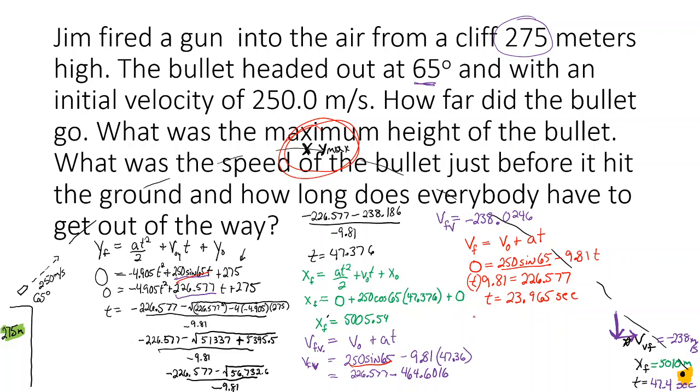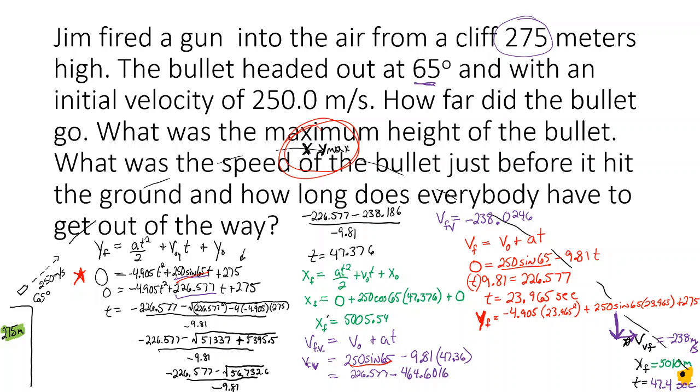Okay, so now we're going to plug that into the original equation we had right at the beginning of the day, where we had position in the y direction final equals negative 4.905 t squared. And just in case you wonder where I'm getting this equation from, it's right over here. So t in this case is 23.965 squared plus 250 sine 65 times 23.965 plus the original height of 275.